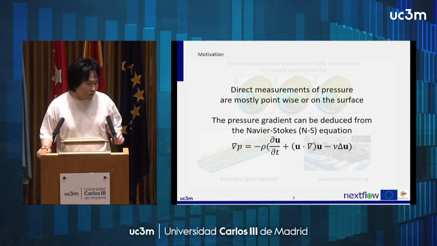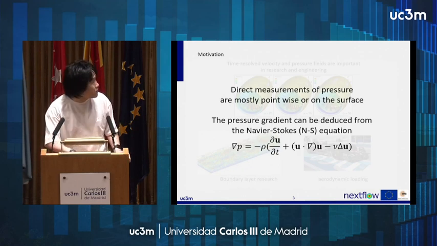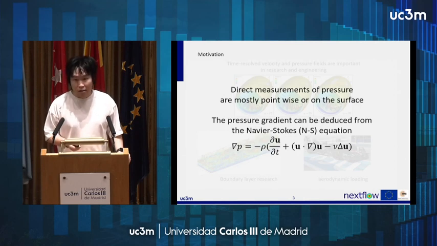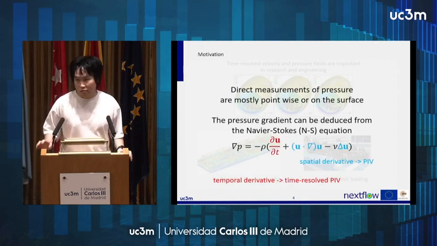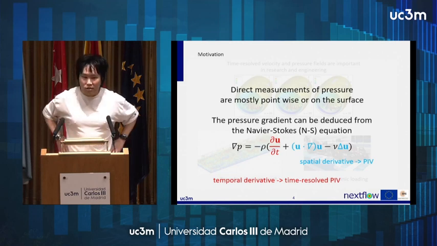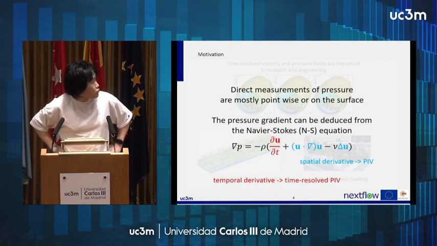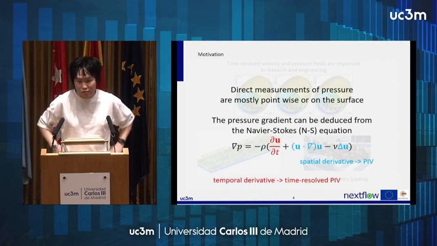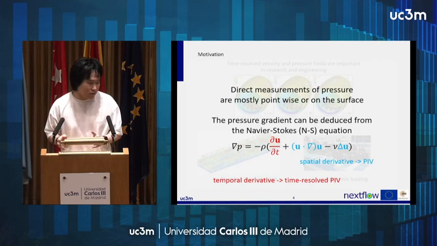Indirectly, we can compute the pressure distribution via the Navier-Stokes equation, which contains the spatial derivative of the velocity field, which is naturally produced by PIV, and the temporal derivative of velocity, for which we require PIV measurement at high frequency, so we call it time-resolved PIV.